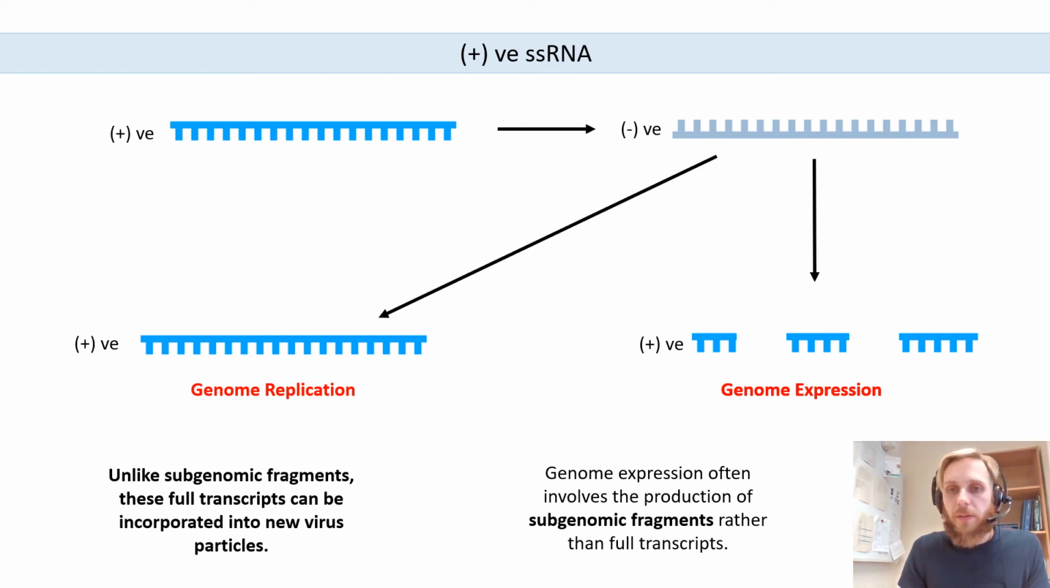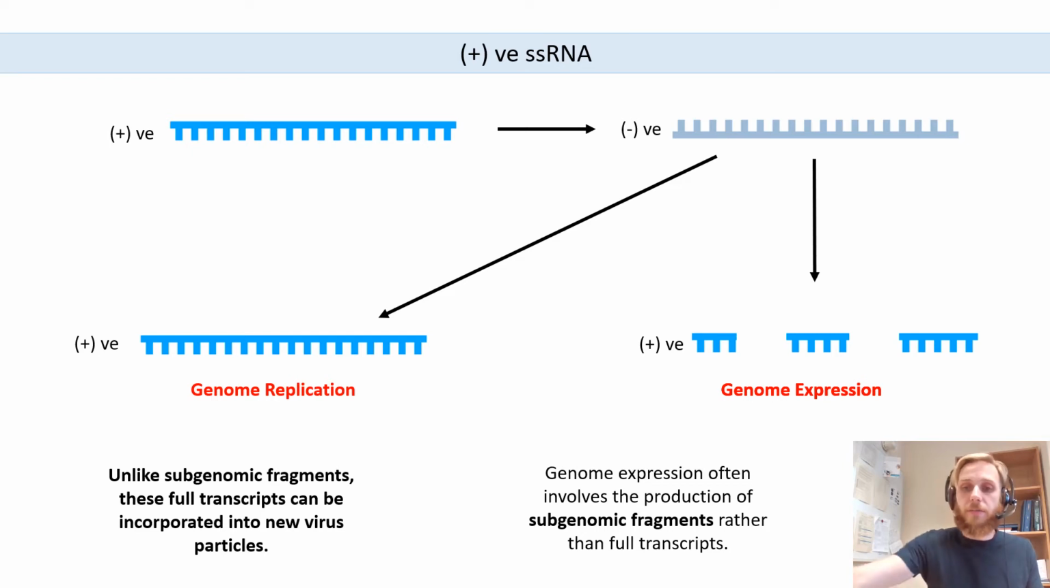Hopefully I've explained myself a little bit more here. We can see, unlike subgenomic fragments, full-length transcripts can be incorporated into new virus particles. Again, I hope I explained why it's necessary to have full-length genome copies going into each new virus particle. The reason is, if you have bits missing, then after just a few rounds of replication, you've got no genome left.